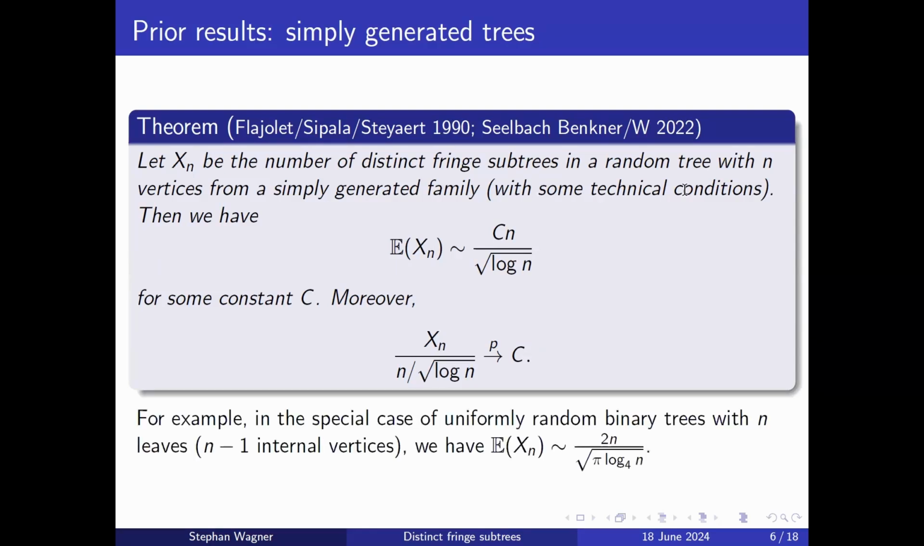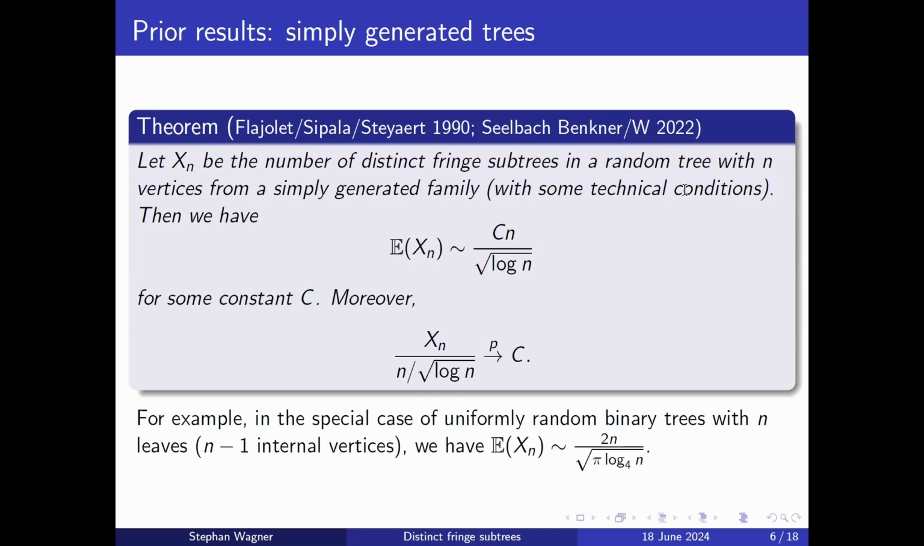So to give you an idea of what this could be. For uniformly random binary trees, the expected number of distinct fringe subtrees is 2 times n over square root pi times base 4 logarithm n. So that's the first order asymptotics. Right.